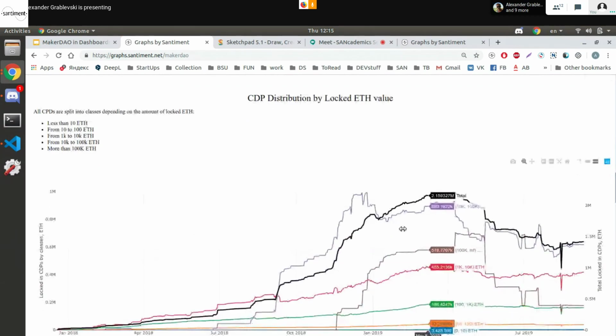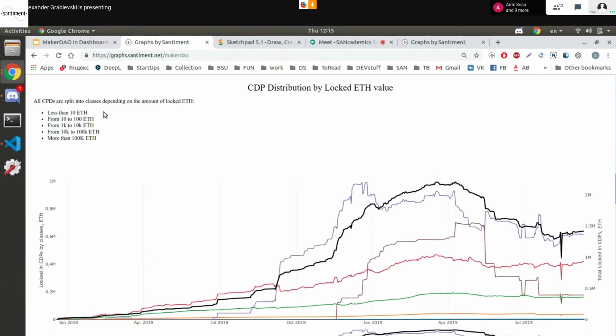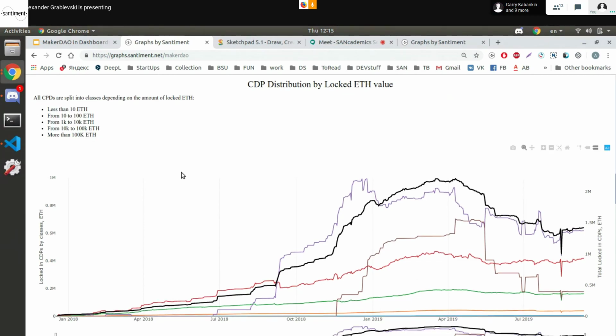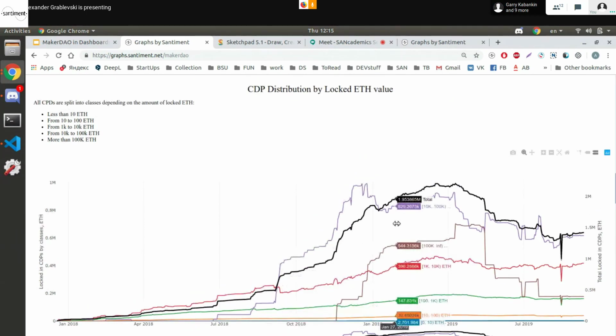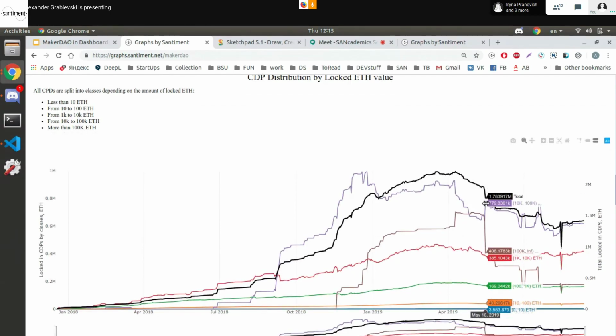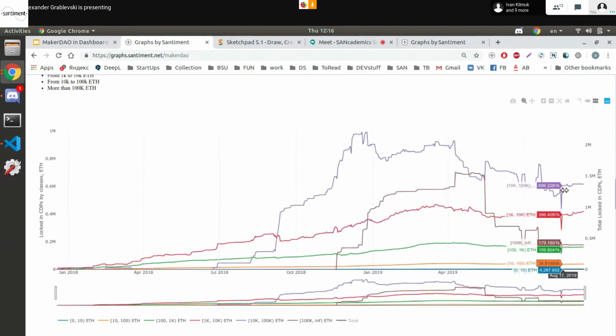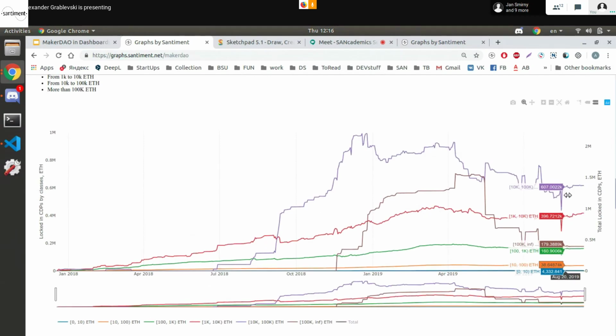That's the same graph, but again, that's CDP distribution by locked ETH value. So that shows, again, the categories that were presented earlier, but that's basically the same. And they show you, with a total amount that is a black line, what it consists of. So let's view this one. And you see that that's basically volume in ETH.